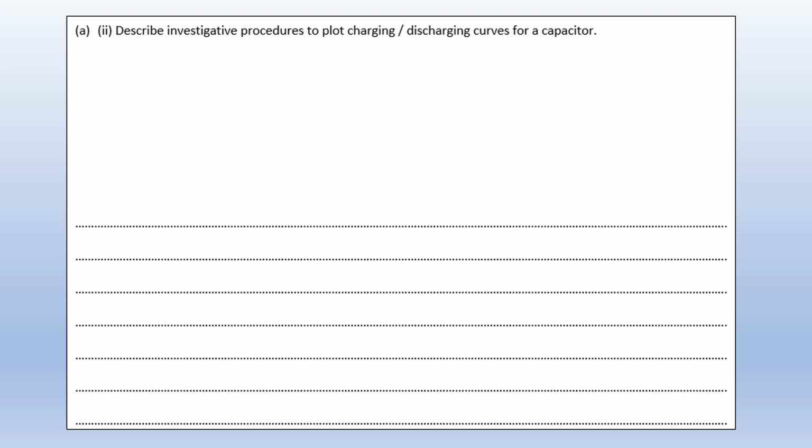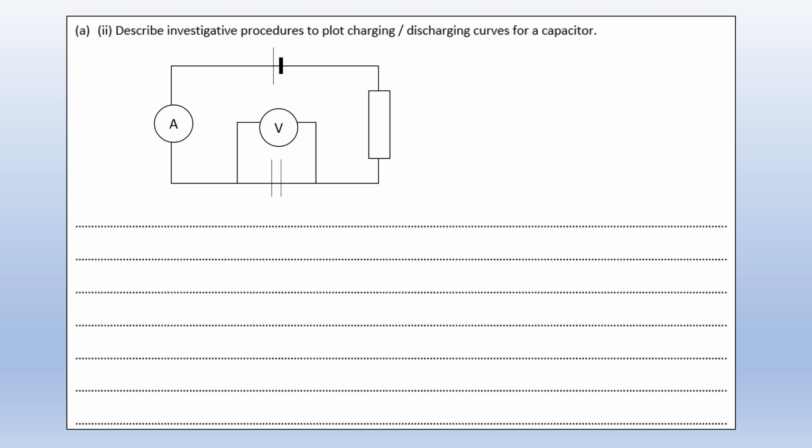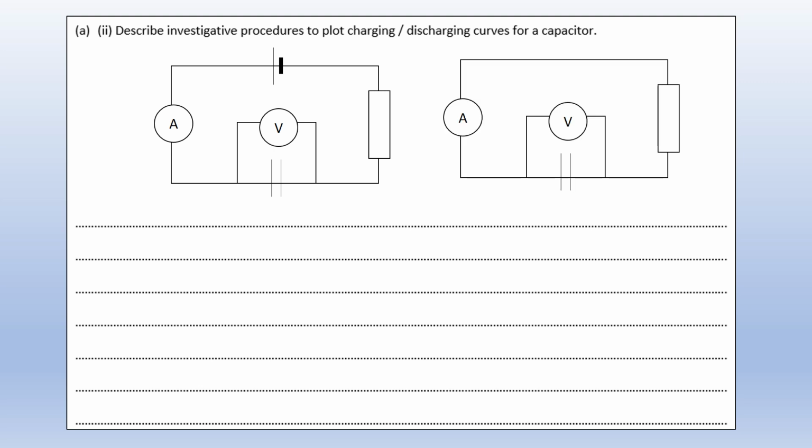So we're going to talk about the way you would go about producing those charging or discharging curves. If we're doing a charging curve, we'd want a circuit like this. We need a voltmeter, so we know what the potential difference is, and an ammeter, so we can know what the current is, and from that we could work out the charge. If we want to do a discharge curve, it's the same circuit, but there's no power source. We'd need to have charged up our capacitors already.